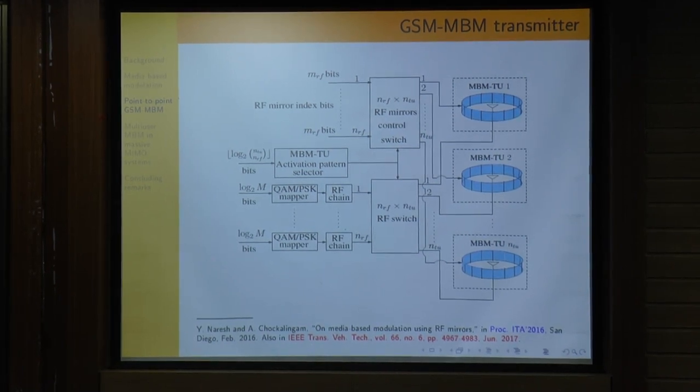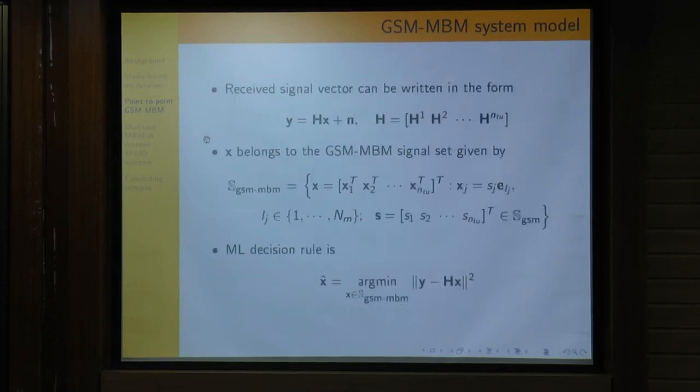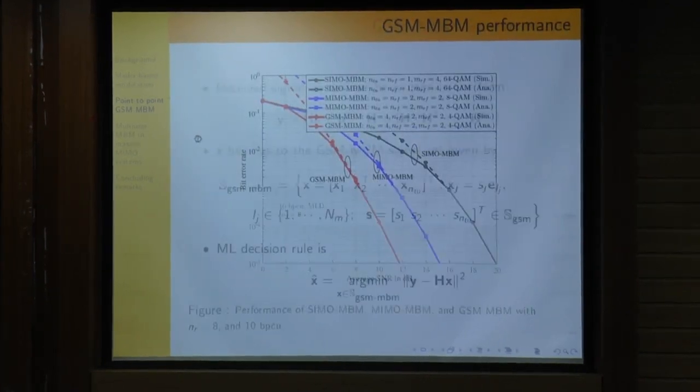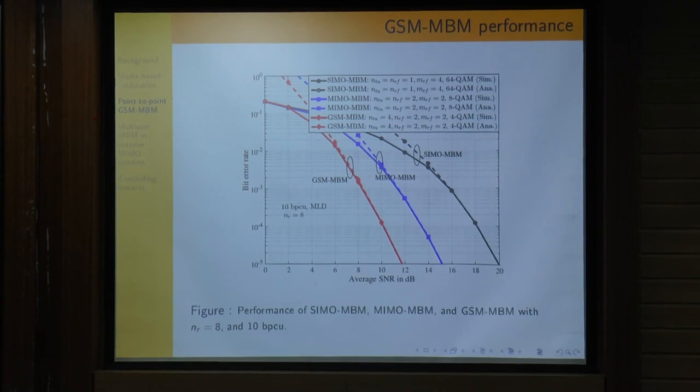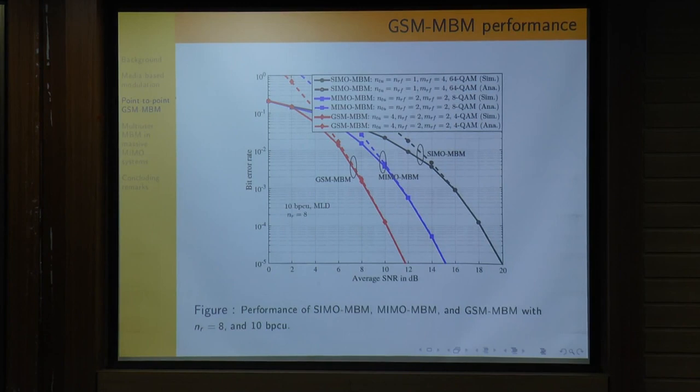But then we end up seeing that 64 QAM in one system becomes 4 QAM, because bits get distributed in other domains. Antenna indexing, mirror indexing, anything that you use as index modulation is going to be better because you don't lose that M-ary signaling drawback as in QAM. So that is the main takeaway.